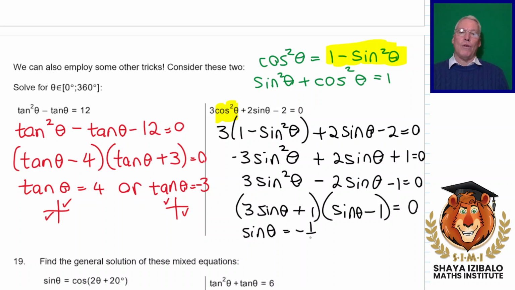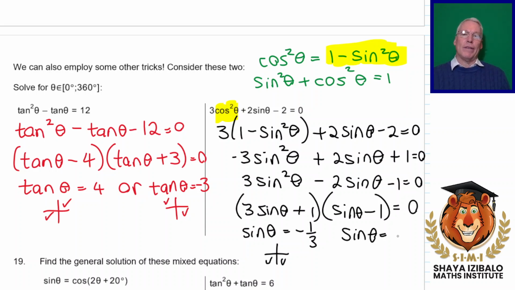That's fairly straightforward from here. That is vanilla, all right? We're not going to continue it. The answers are going to be in quadrants 3 and 4. We're going to get our key angle and we're going to add 360k to both of our solutions, right? The other alternative here is that sine theta equals 1.